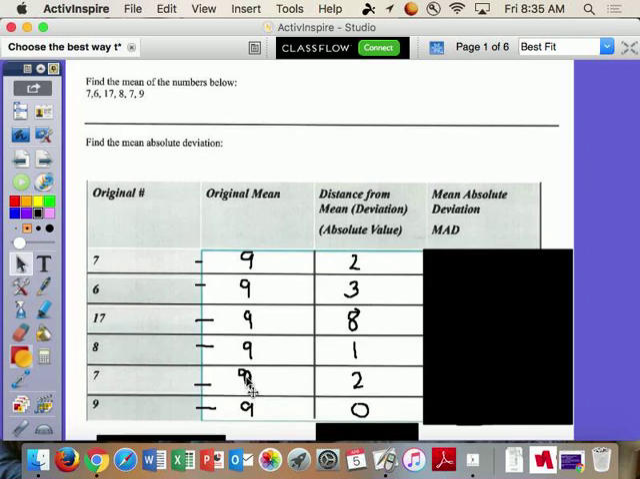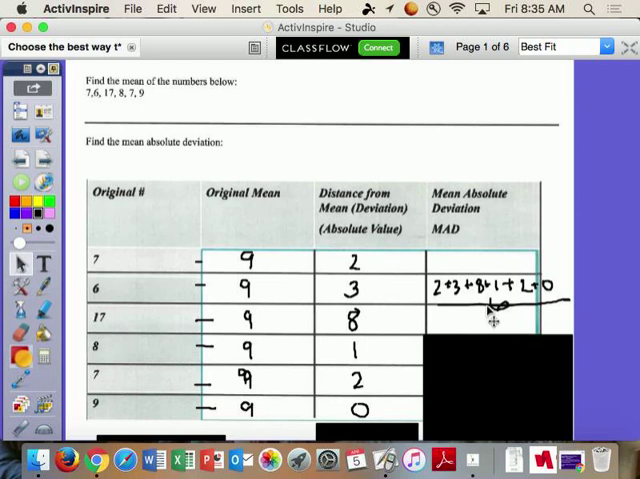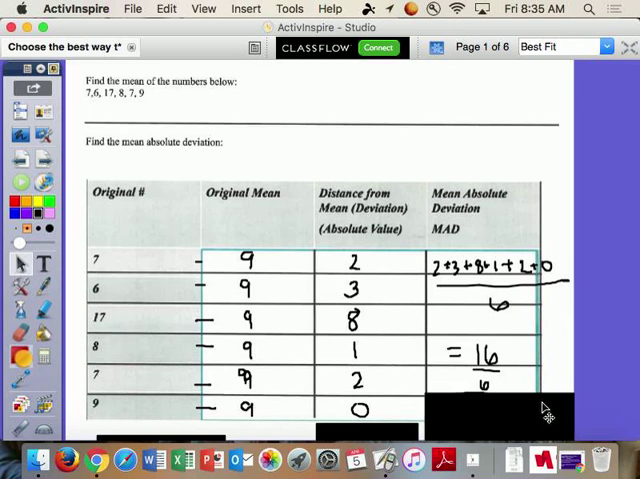Here's my extra 9. Alright, now it says mean absolute deviation. So basically we're going to take this column right here and find the mean. Add up all the numbers and divide by how many numbers there are. If I add them all up, and then there are 6 numbers, I'm going to end up with 16 over 6, which is about 2.6 repeating, or 2.7 if you round it to the nearest tenth.